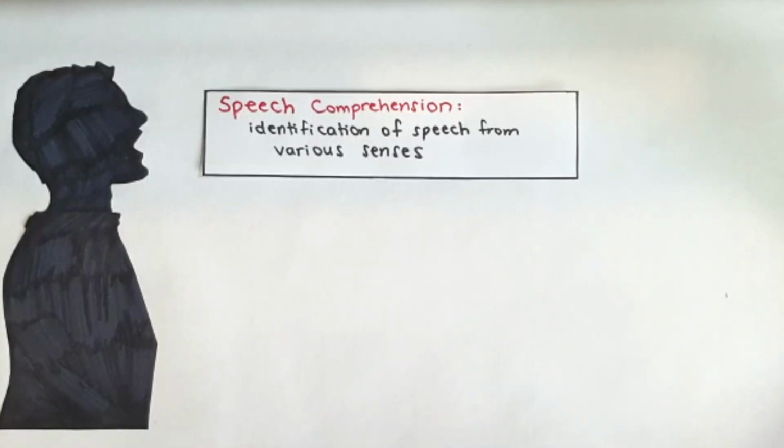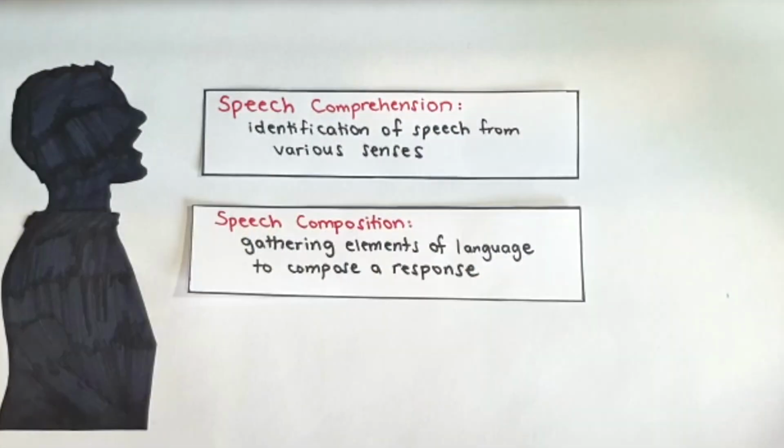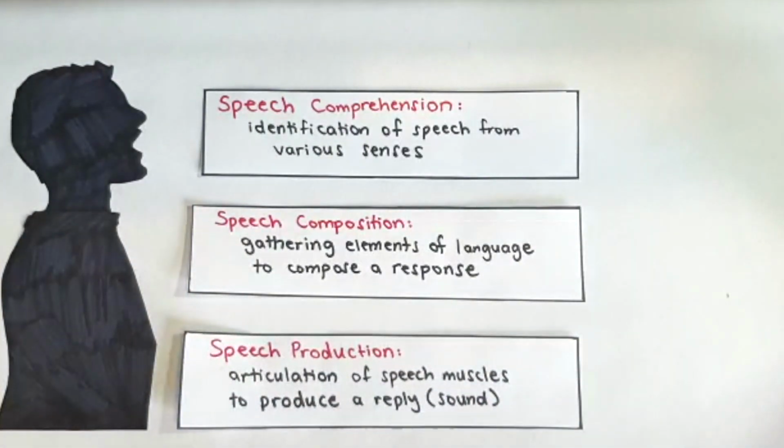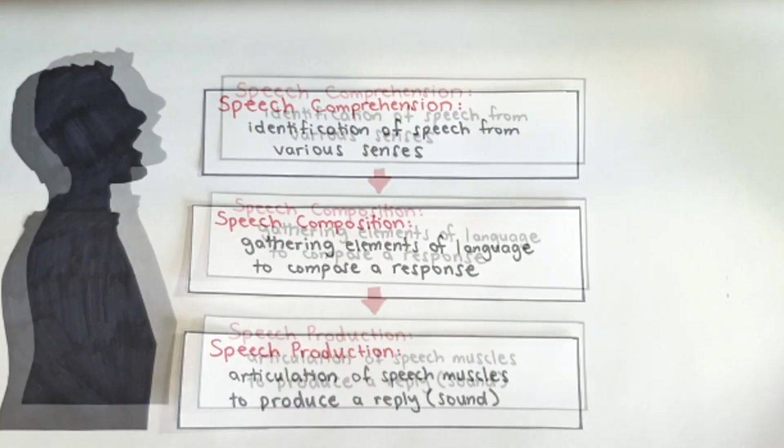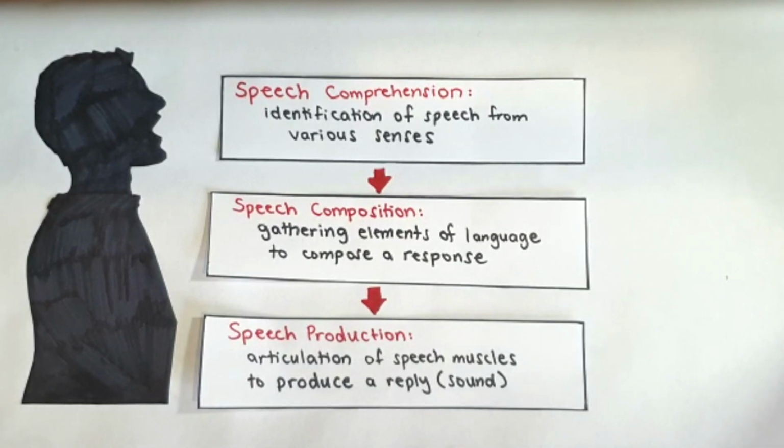Once the brain has identified which source the speech is coming from, we move on to speech composition. Speech composition refers to gathering elements of language in order to compose a response. This means processing the different types of morphemes, syntax, bringing in meaning to your response. And once the response has been composed by the brain, we move on to the final phase, which is known as speech production. Now, speech production is defined as the articulation of the speech muscles in order to produce a reply, or the sound that actually comes out of our mouth. Each component of speech has a unique area in the brain where it works. So speech comprehension happens in a different area, as well as composition, as well as the speech production.